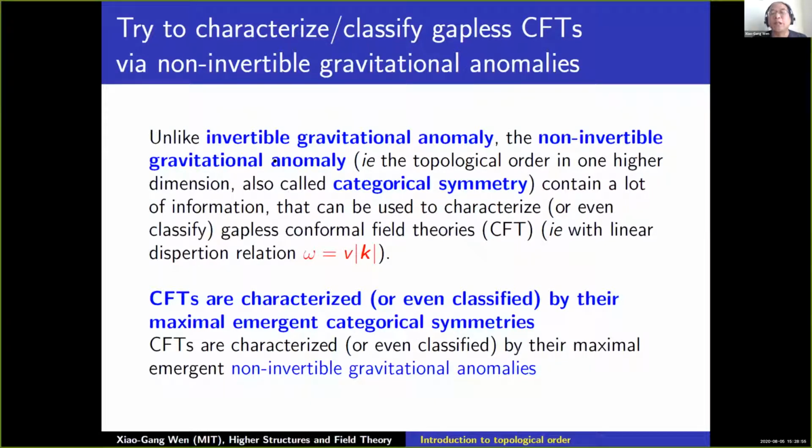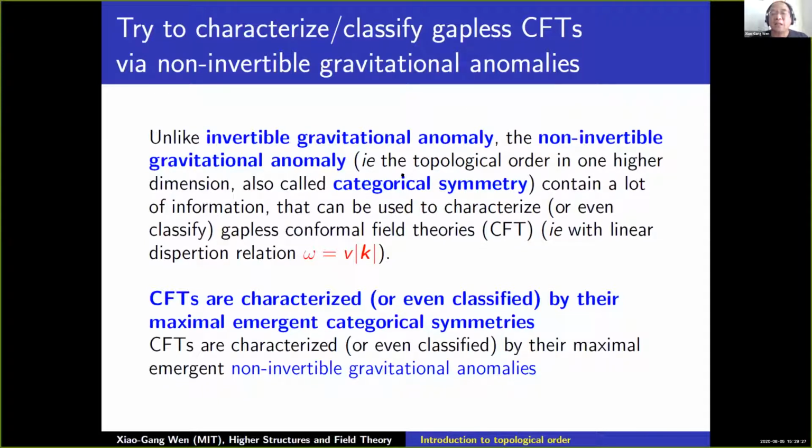Actually, usually people say that anomaly doesn't contain too much information. Probably it's not enough to start using that to study gapless phase. However, here I want to emphasize that this non-invertible gravitational anomaly actually contains a lot of information. Because it contains a lot of information, maybe it's possible to use this information to characterize or maybe even classify a gapless CFT.